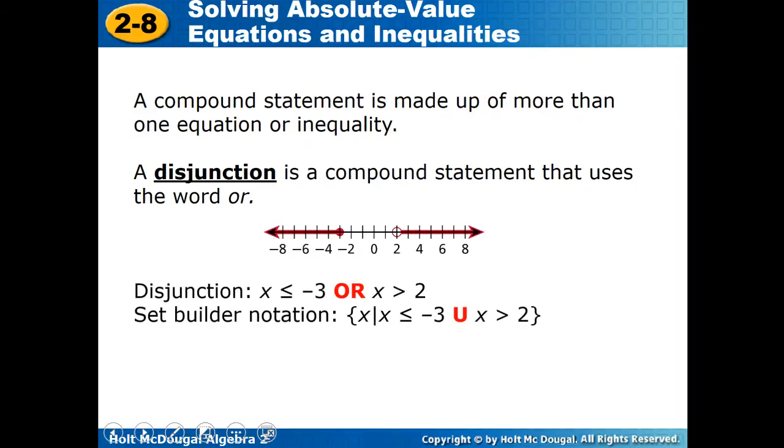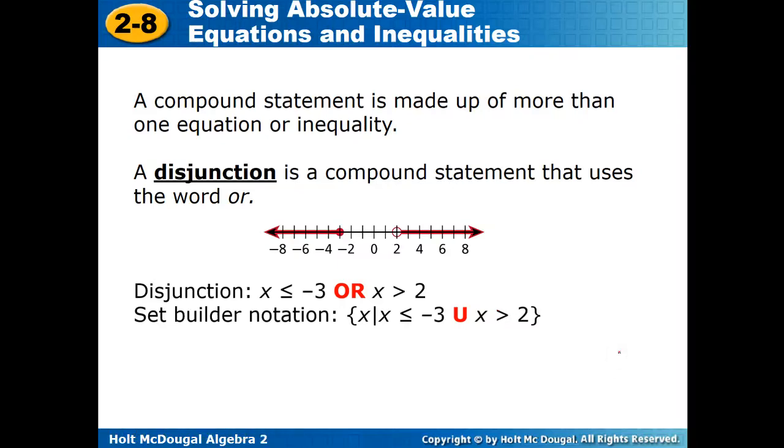All right, so here you see a graph. And you see in a disjunction that x is less than or equal to -3, or x could be greater than 2. So this is called a disjunction. And in set builder notation, it's written like this: x such that x is less than or equal to -3, or, and when we see this U looking thing, that means or, x is greater than 2.